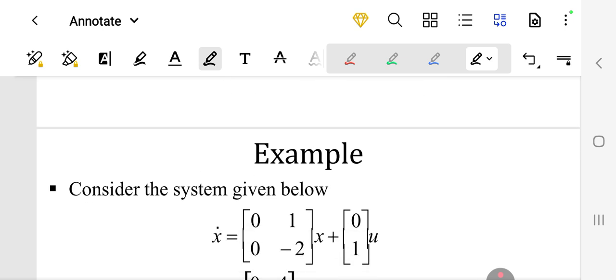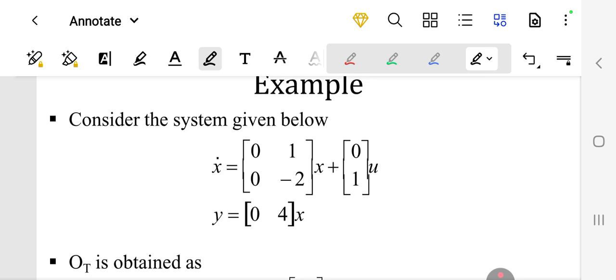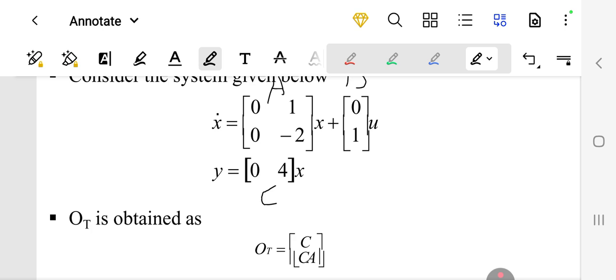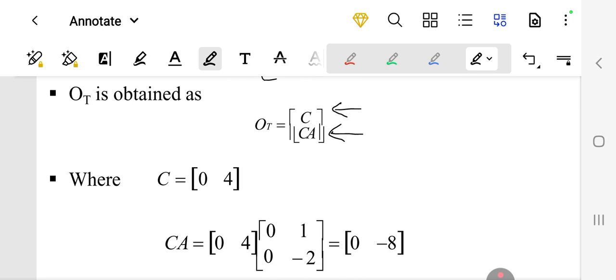Now we can see another example to illustrate the observability check. X dot equals A matrix times X plus B matrix times U, and Y equals C matrix times X. The observability matrix equals C, CA, where the power of A is smaller than the order of the system by 1, where the system order is second order. Now we will construct the observability matrix.